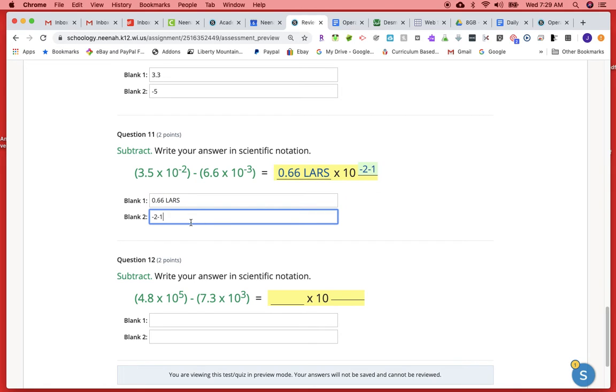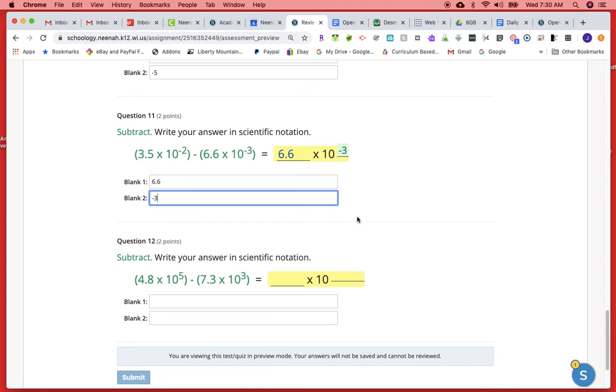We're going to subtract 1. -2 minus 1 is -3. We'll put -3. And we're moving it one place to the right, so I'm going to get rid of this 0 point. I'll move my decimal. So it's going to be 6.6. Now we make sure this is in correct form now. 6.6 times 10 to the -3. That is in correct form.